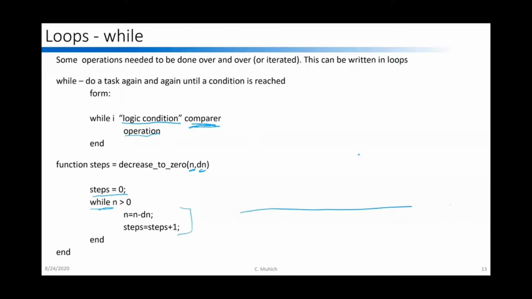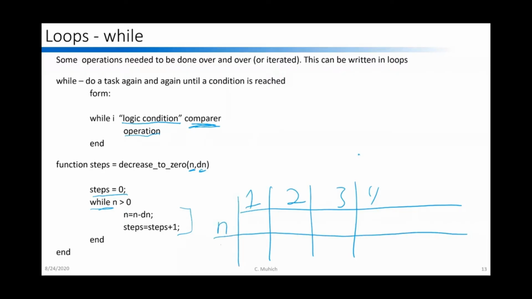So let's set up this sort of table. We'll call it step 1, 2, 3, 4. We don't know quite how many of these steps are going to be needed. And we'll say n, and we can have steps. And let's just say that we're going to call this with n equals 5 and dn equals 2.